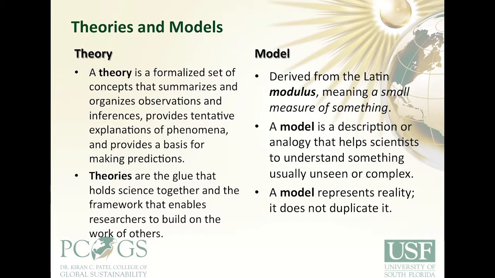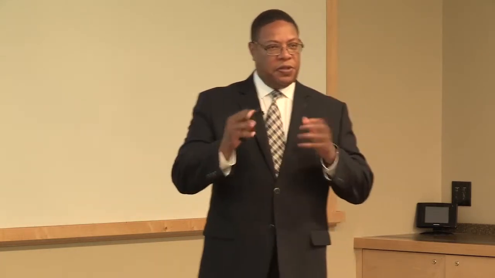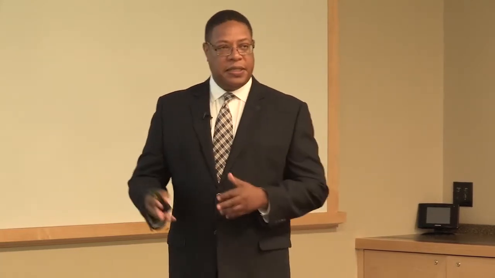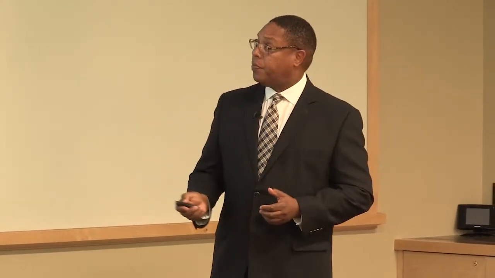Modeling is derived from the word modulus, meaning a small measure of something. A model is a description or analogy that helps scientists understand something usually unseen and complex. Models represent reality, but they do not duplicate it. They're symbolic, they visually represent something, but a model is just a model. It's never the actual thing itself. But in research, we often use models to help people visually see things that maybe don't exist yet, or something that exists but you want to replicate for some reason.